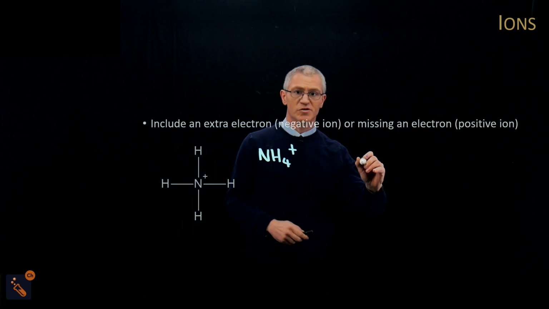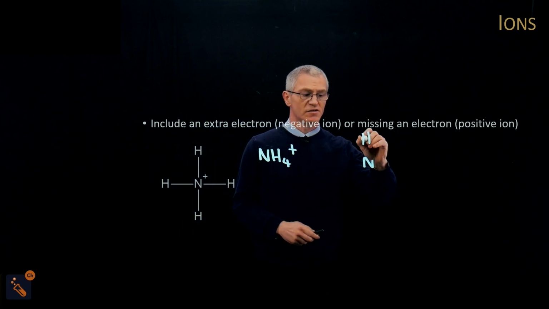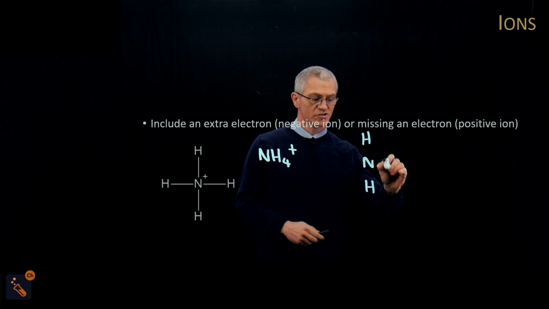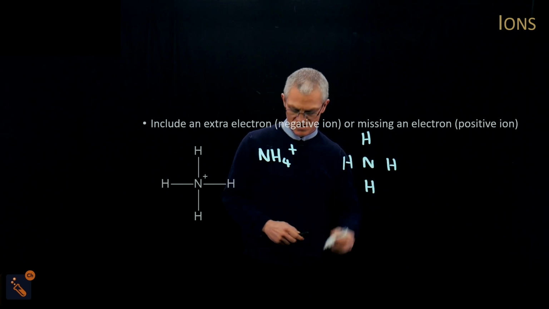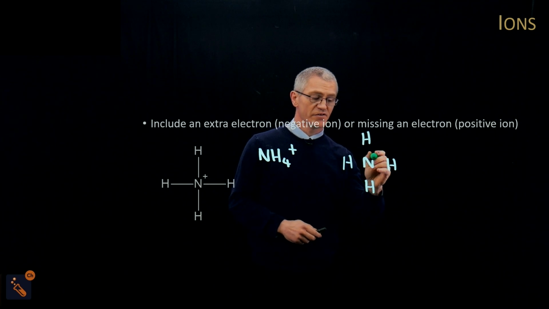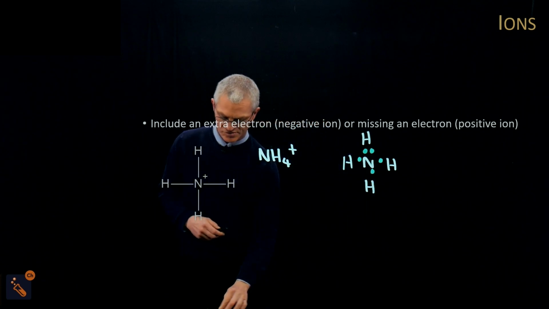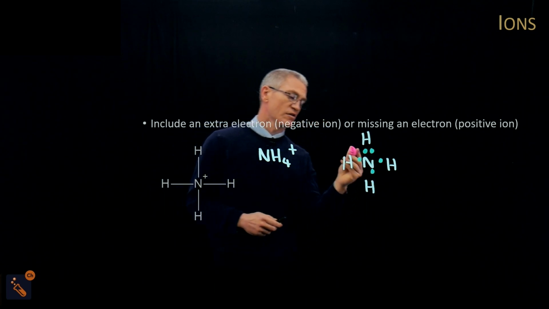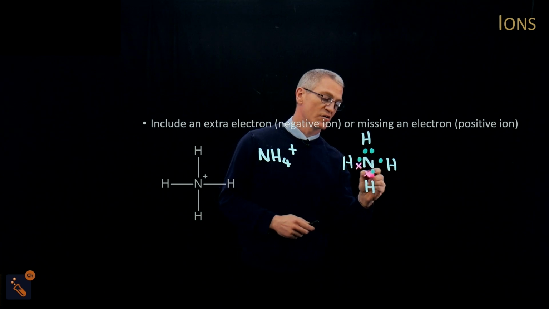Now, ammonia: if we put the hydrogens on and we start putting our electrons in, we can see that there are 5 electrons coming from the nitrogen. There's our 5 electrons from the nitrogen, and then we'll put our hydrogen electrons.